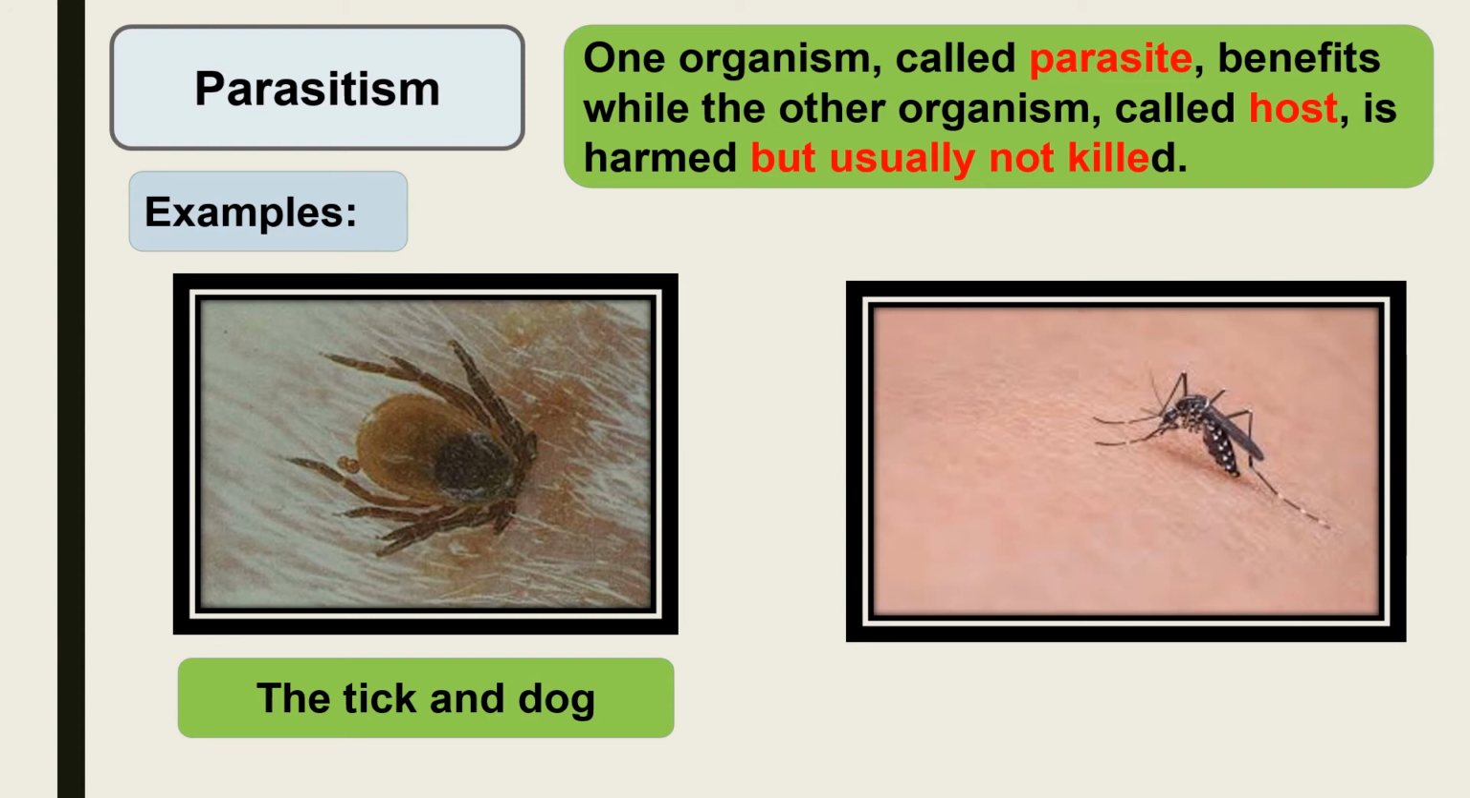So the mosquito sucks blood from the human, and then it leaves some disease, like dengue. So in this scenario, one is the parasite, which benefits from the human, and the host is the human. So, the mosquito and the human. Next.